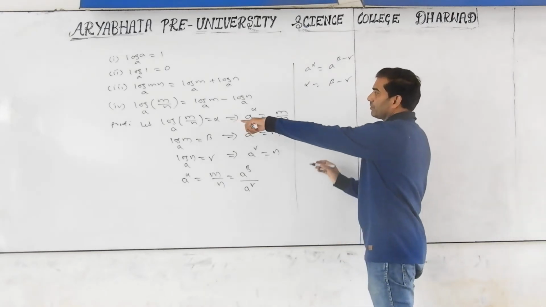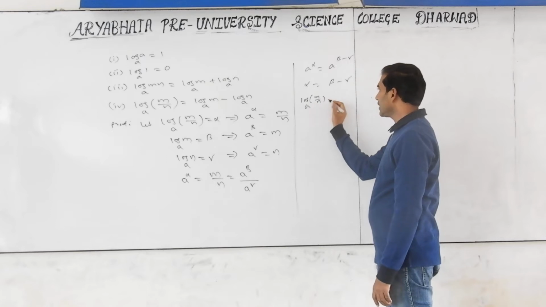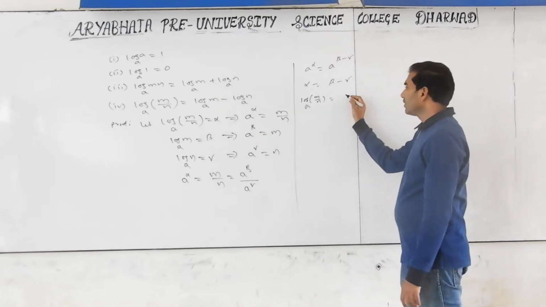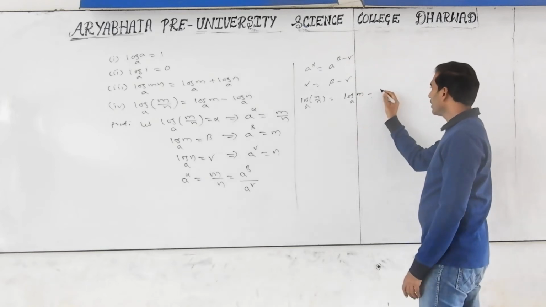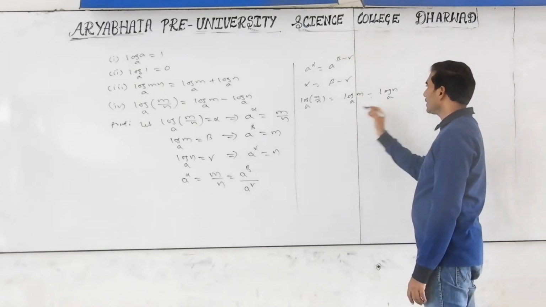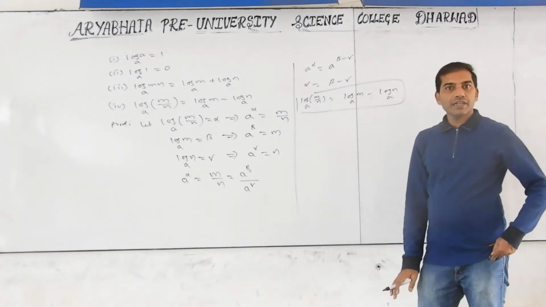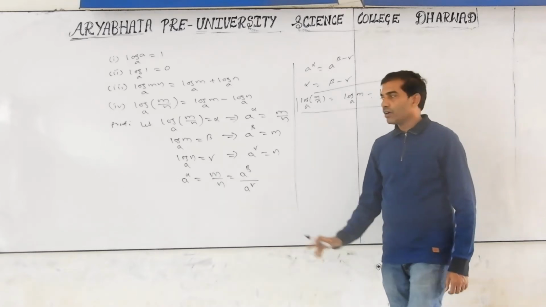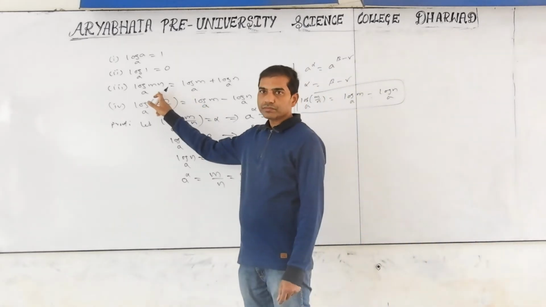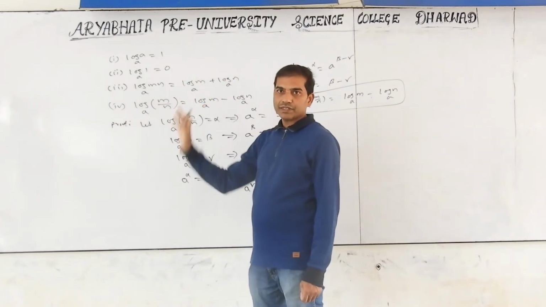Where alpha is log of m by n base a, beta is log of m base a, and gamma is log of n base a. This is the next property: log of m by n equals log m minus log n. Understood?